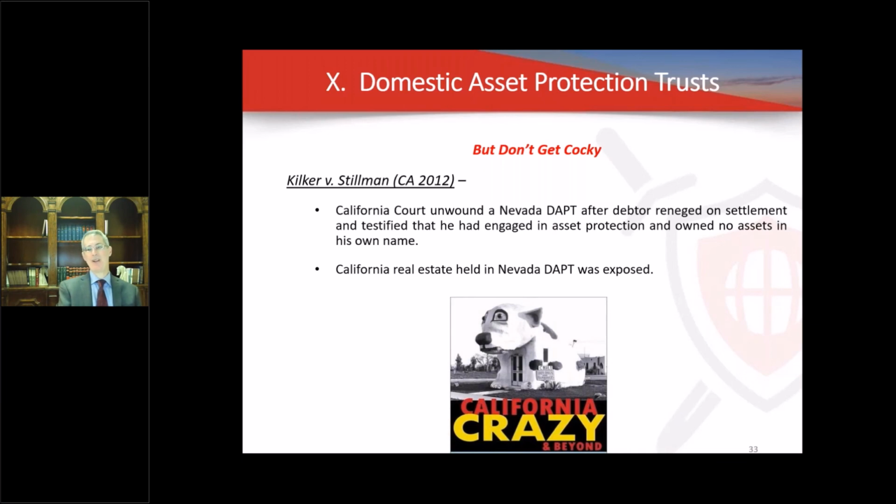cracked the Nevada asset protection case even after the fraudulent transfer statute of limitations had run. It's a unique case. Do I think that everyone's going to get breached after 4 years? No, I don't. There was an abuse of the system, and that's what happens when you abuse these courts, especially in a large litigation.